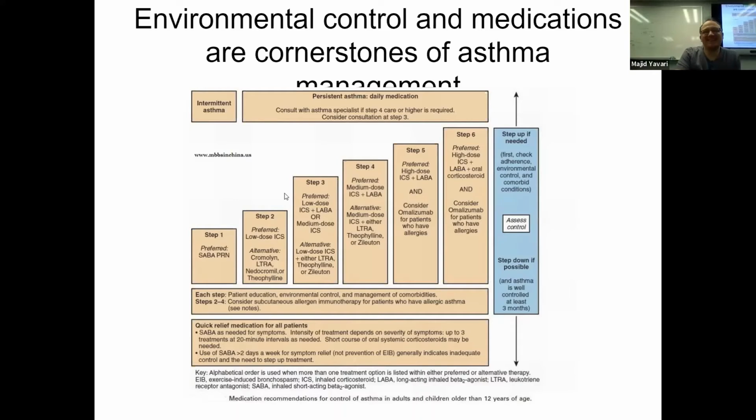So your step-up therapy here starts with a low-dose inhaled corticosteroid, and if the patient is still having persistent symptoms, step up to medium-dose steroid or add a long-acting beta agonist. And then as you get to step 4, 5, 6, this is where you get into pulmonology referral. You may need medications that affect mast cells or medications that affect IgE.